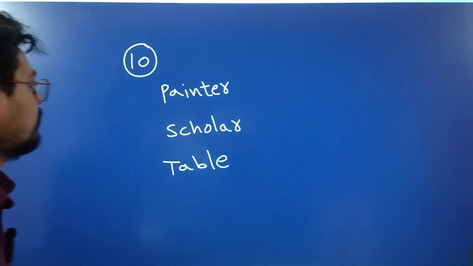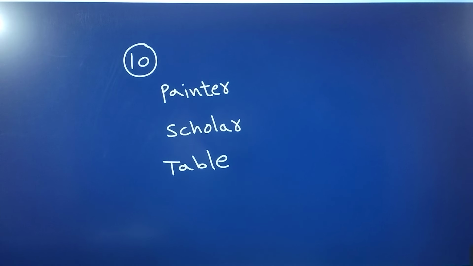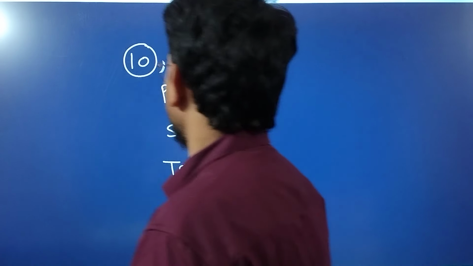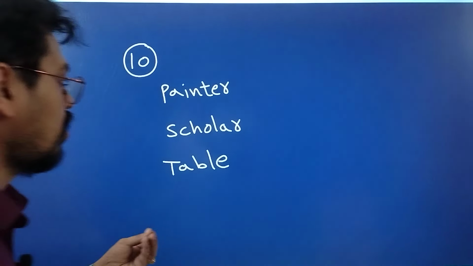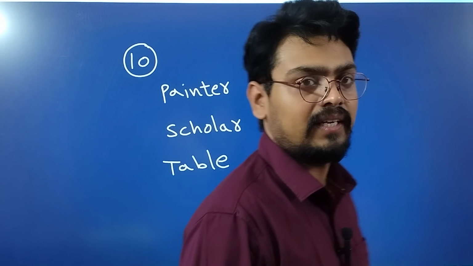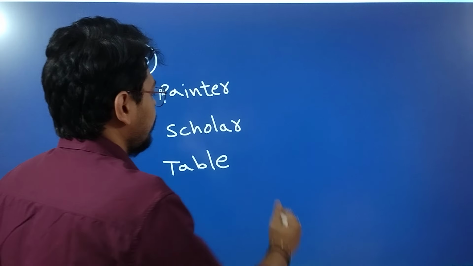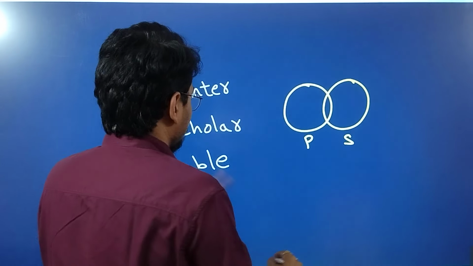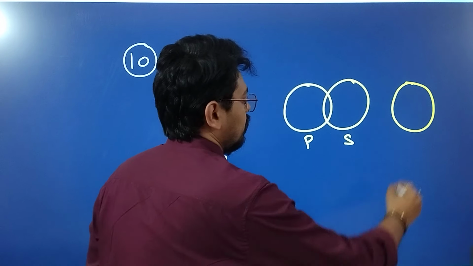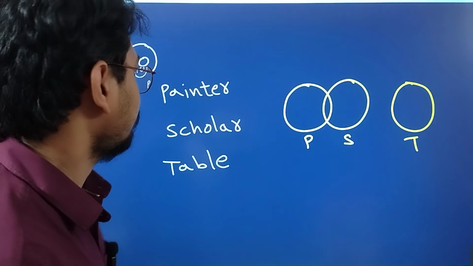Next one. See, painter, scholar and table. See, the relation. The table is completely different. Only painter and scholar. A painter may be a scholar, a scholar may be a painter. Clear? So that's why there is only a relation between these two, painter and scholar, not related to table. So painter and scholar are related like this. Table is a separate circle, not at all related anywhere. The three circles are represented.